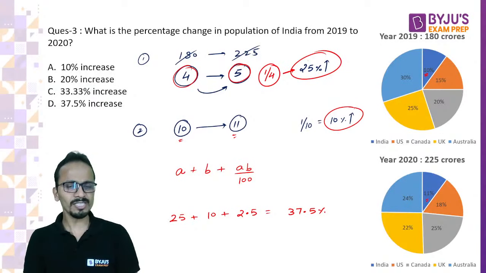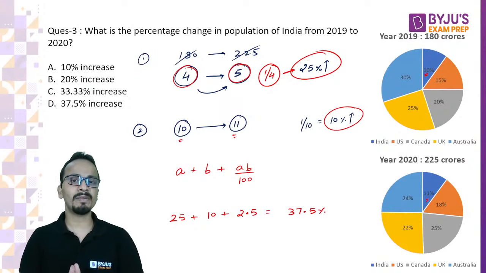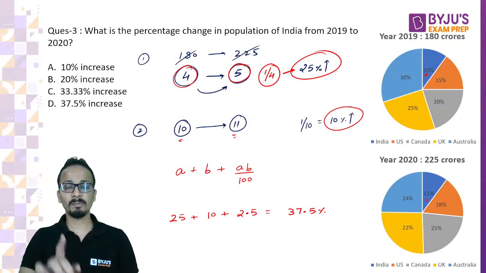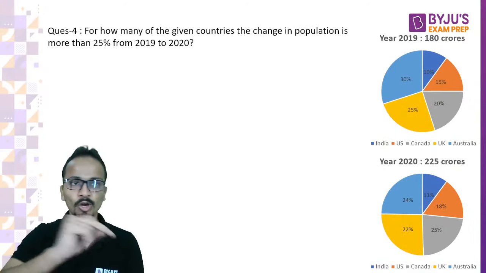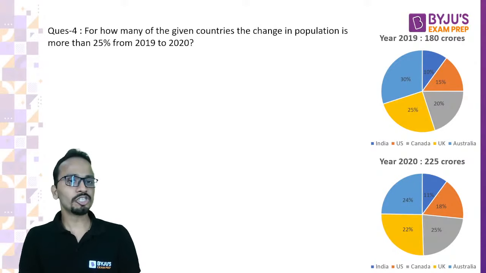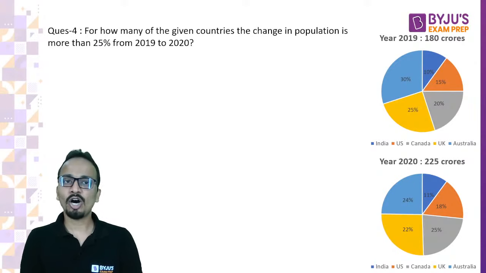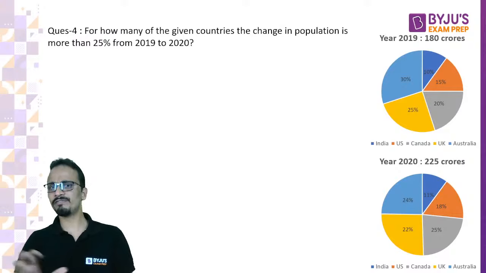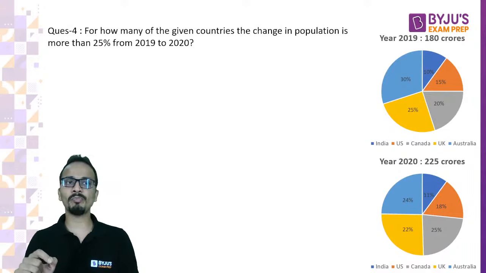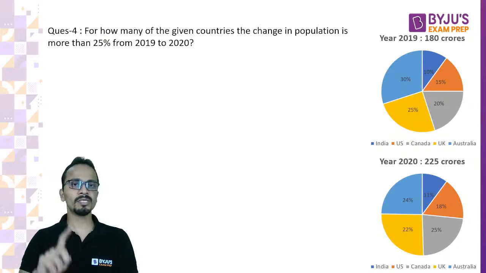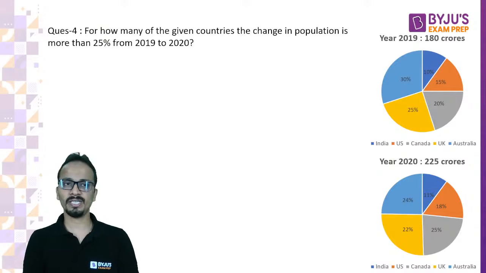Okay, now this is a very useful technique that can be applied obviously in this question, but let's see how this technique will help you in the next question. Okay, let's move on to the next one. Now the question is, for how many of the given countries, we are given 5 countries, the change in population is more than 25% from 2019 to 2020.